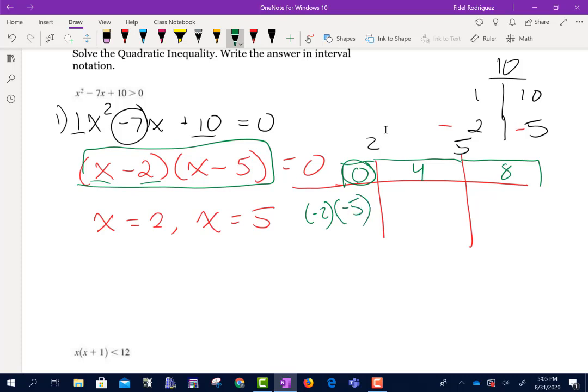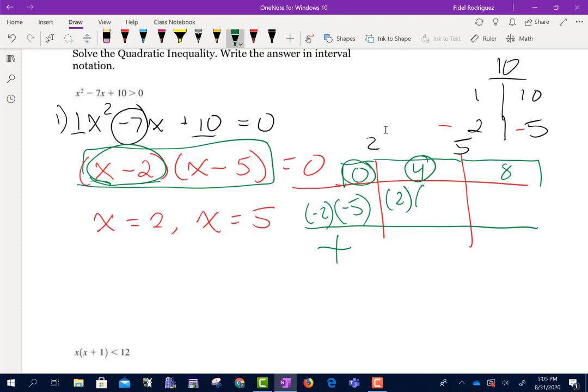Okay. So think about it this way. 0 minus 2 is the number -2. 0 minus 5 is the number -5. All I want to ask you is, would this number here be positive or negative when I multiply them? Well, we know a negative times a negative is a positive, right?